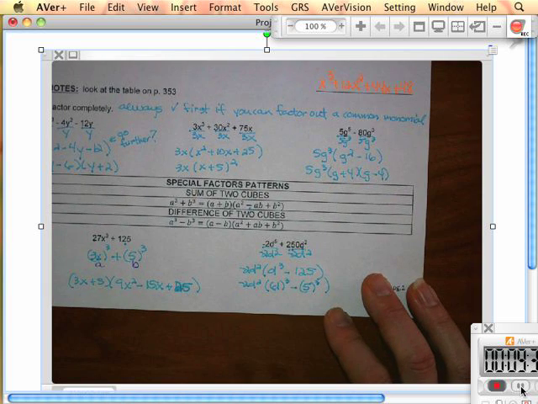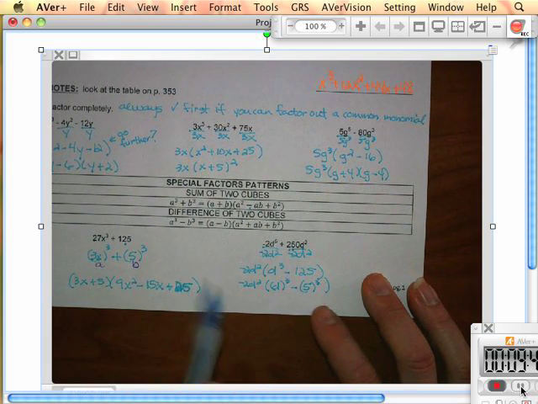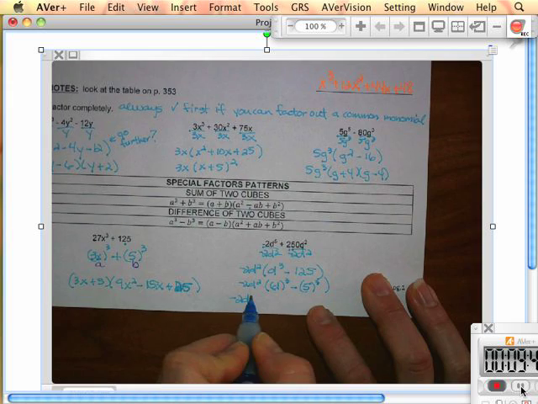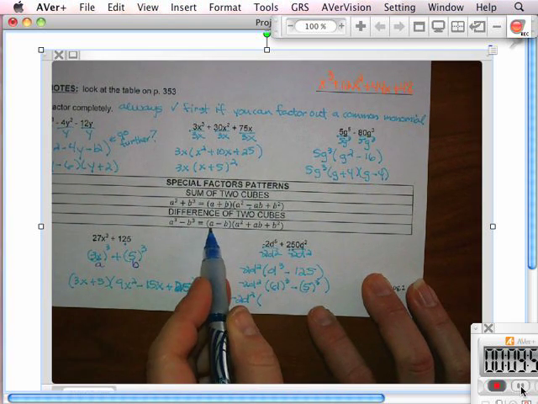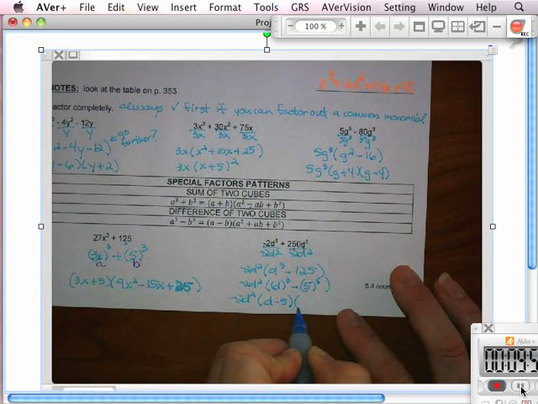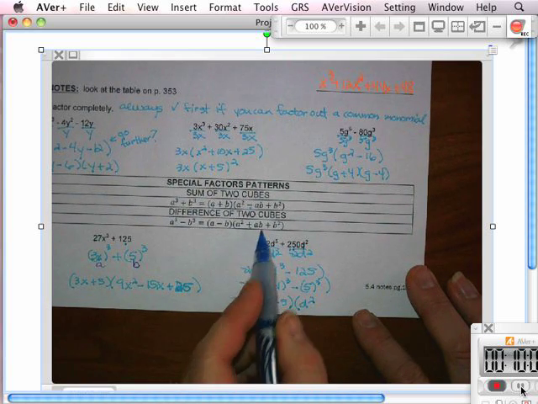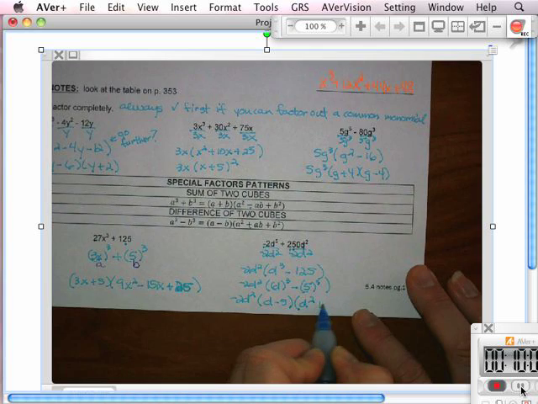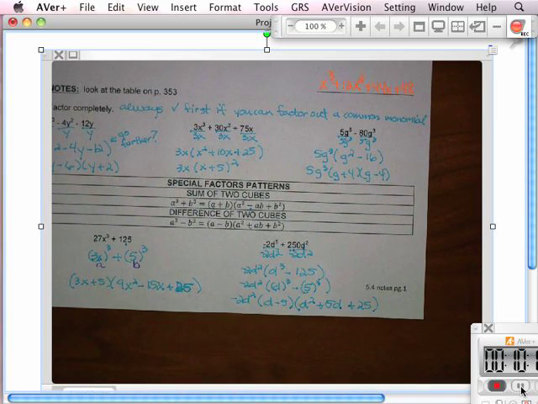So for this particular factor right here, I can follow this special pattern. I'm going to bring along -2d squared for the ride, because it is a factor. And I'm going to follow this pattern here. A minus B, so it's d minus 5, times A squared, which would be d squared, plus A times B, which would be 5d, and then plus B squared, which would be 25. And then I have all my factors using these special patterns.